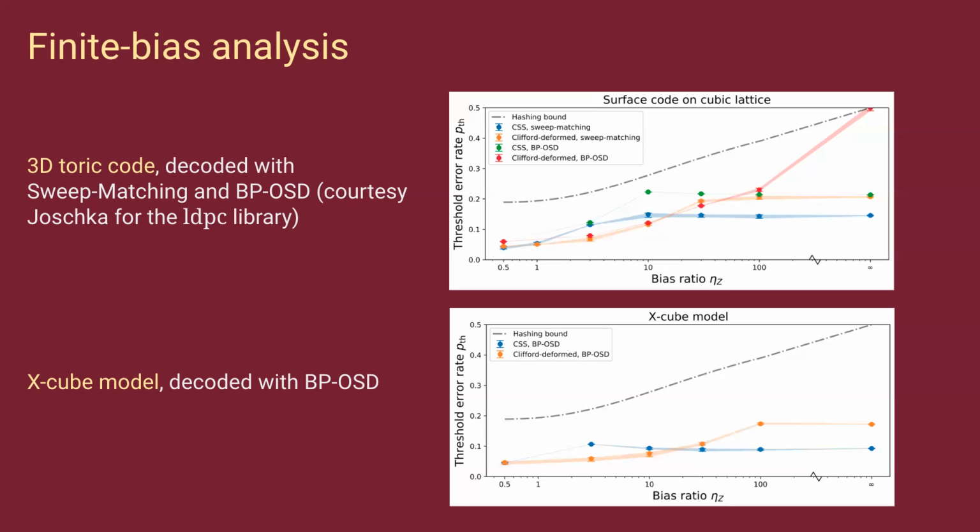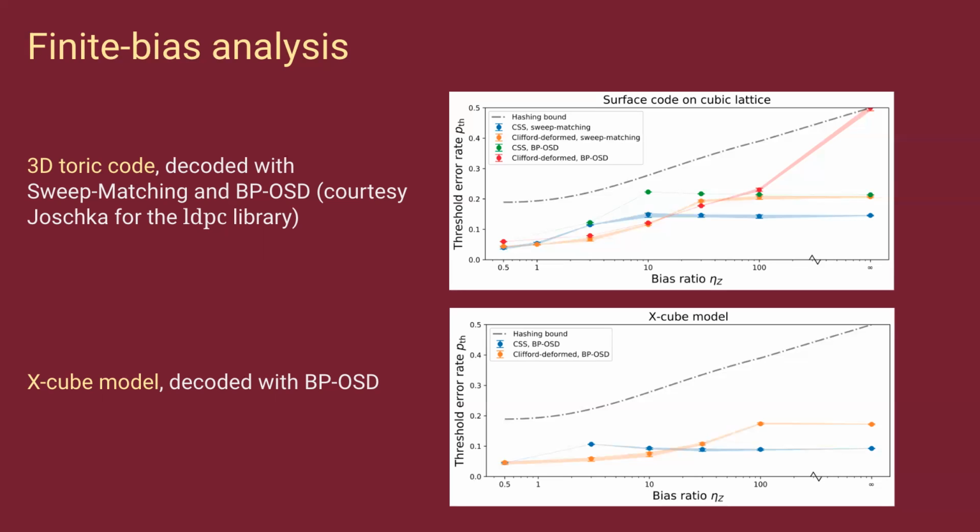Marcus, can you just say that again? I didn't catch what you said. Can you explain why the CSS code for low bias performed better than the Clifford deformed one? So there were these two different types of syndromes: the point-like syndromes at the end of strings of errors, and the loops at the boundary of membranes of errors. Depending on whether you have X or Z type errors, they either form strings or membranes, and you get the endpoints or the boundaries thereof as your syndrome.